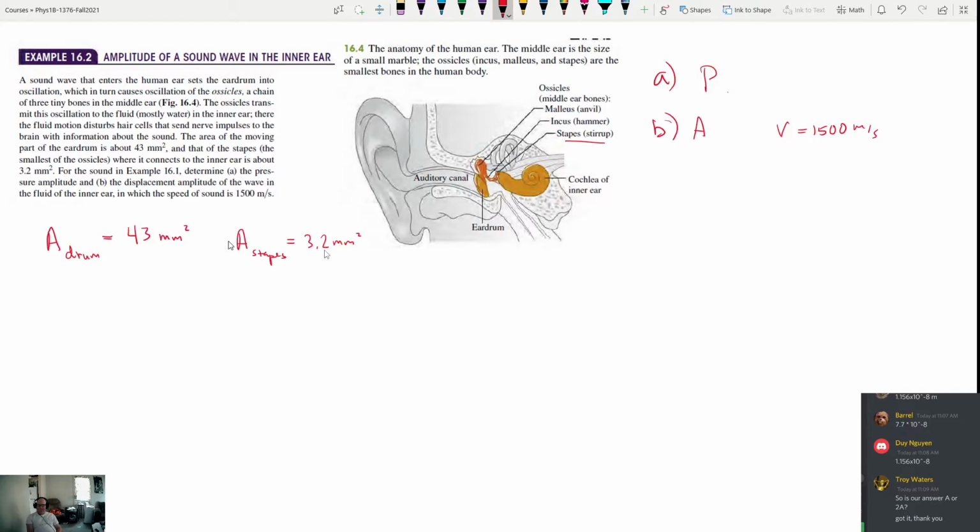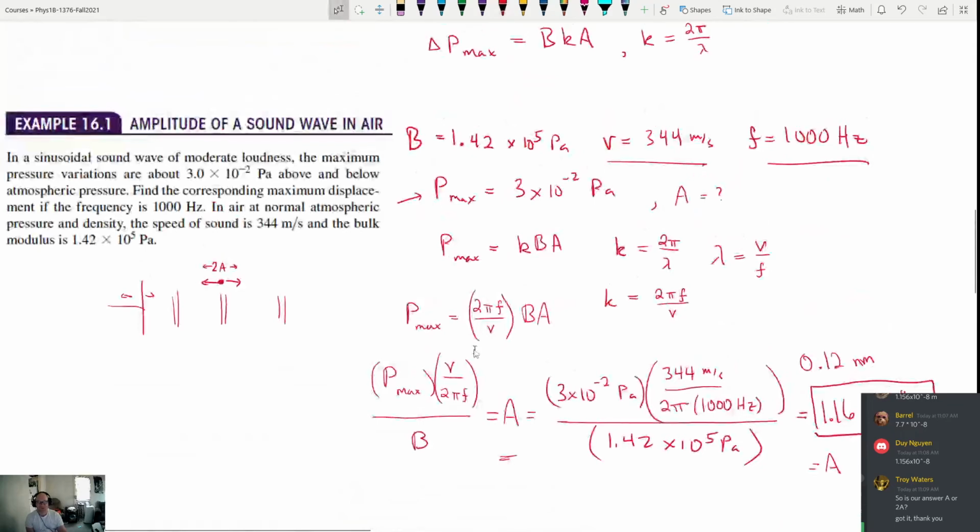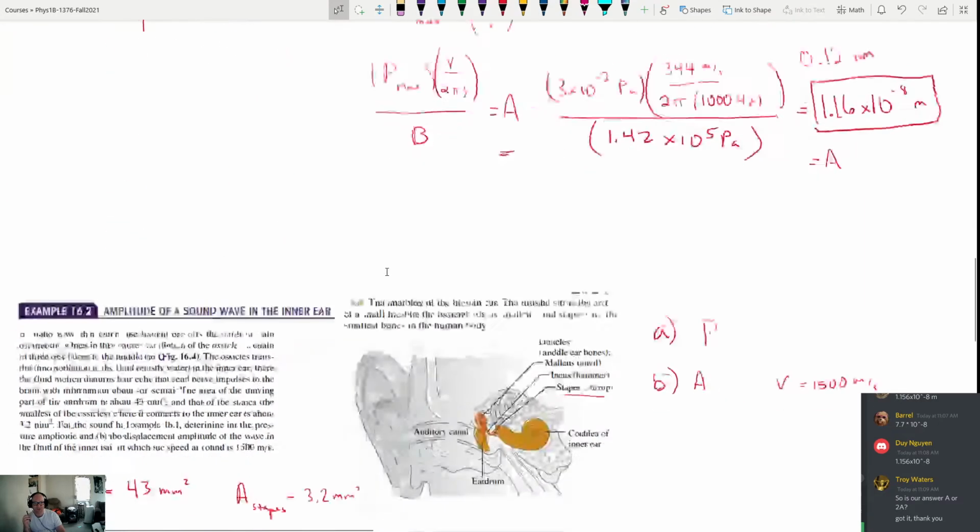To find the pressure amplitude. In the previous problem, we were given the pressure amplitude. That's this P max. But we know that pressure amplitude is equal to this, and we're going to have a wavelength. This is amplitude, not area. This is bulk modulus. We can find the bulk modulus of water because it said it's mostly water, and then wave number. So we actually need the information from this problem.